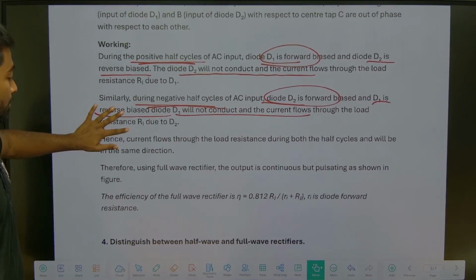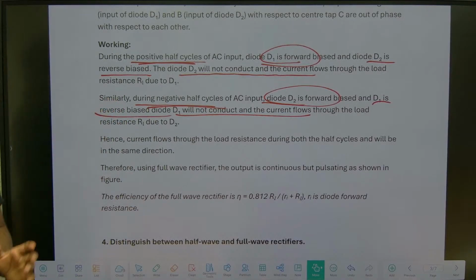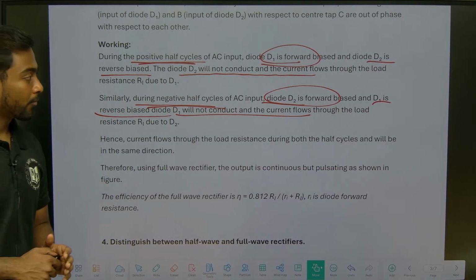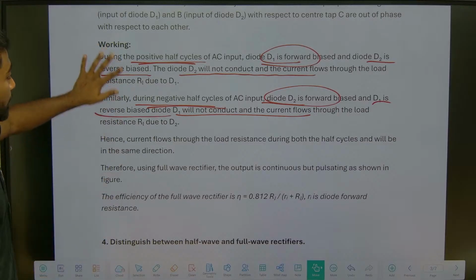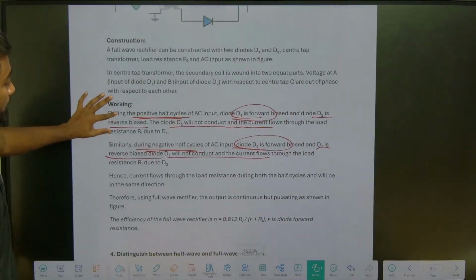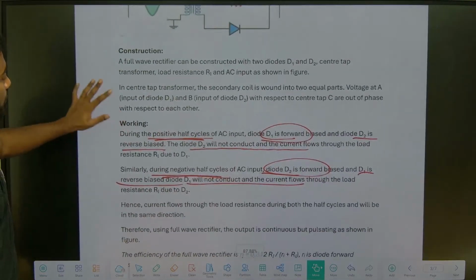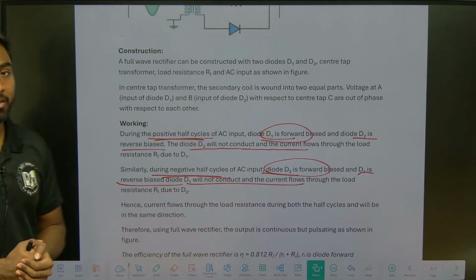You can take a note of this, and we can go for the difference between the full wave and half wave rectifier. Okay, you can take a note of this first: construction and working principle.